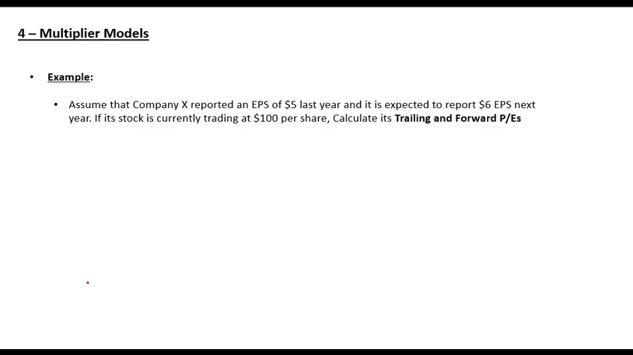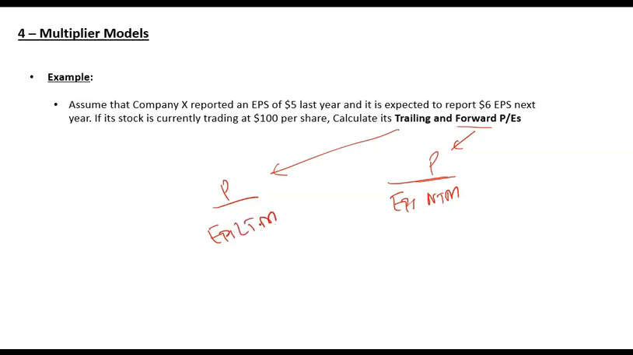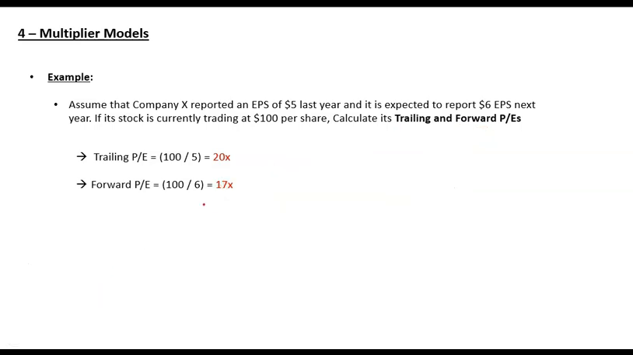To do this question, what is the answer? Current price divided by next year's EPS, or next 12 month EPS, NTM EPS. And this is forward. Trailing would mean price divided by last 12 month EPS. So 20 and 16.6, which is approximately 70.